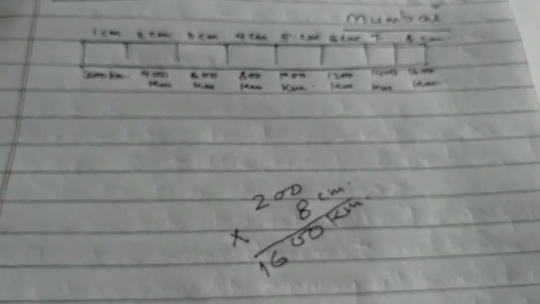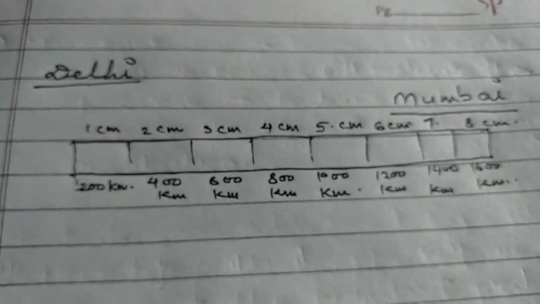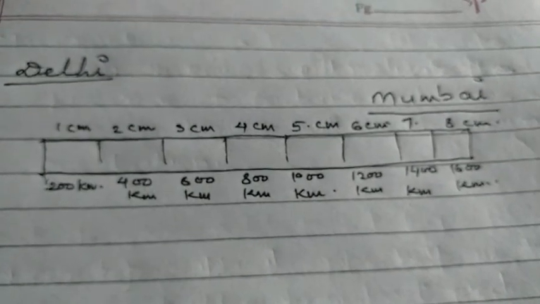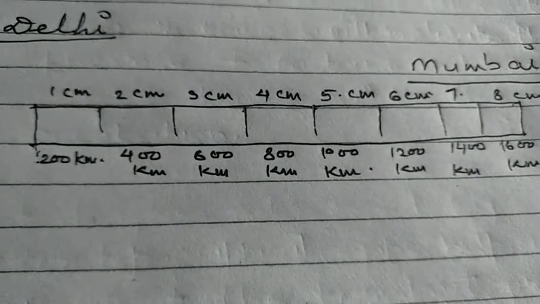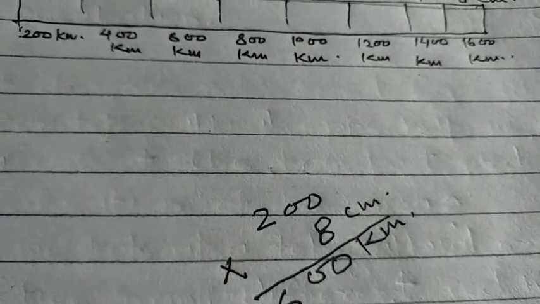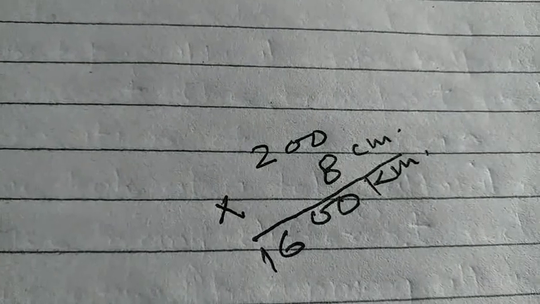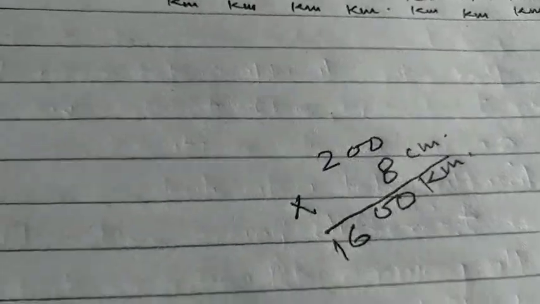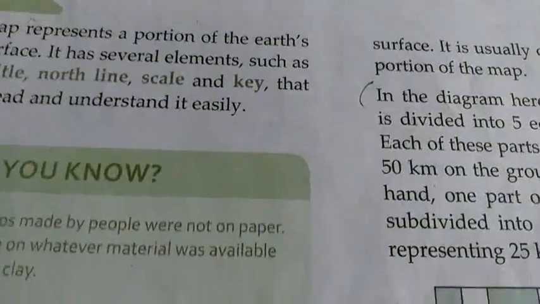Okay, children. So remember this in mind, how to measure the distance between two different big cities in a country. We can see here Delhi and Mumbai. The boxes are 1 centimeter, 2 centimeter, 3 centimeter up to 8 centimeter, and one box contains 200 kilometers. That's the value of 1 centimeter. So total 200 into 8 centimeter is equal to 1600 kilometer. It is almost the same from Delhi to Mumbai via Kanpur route.